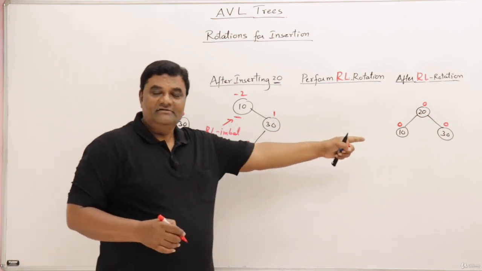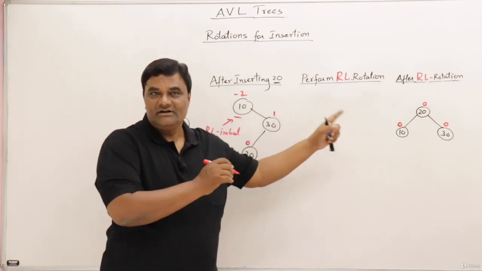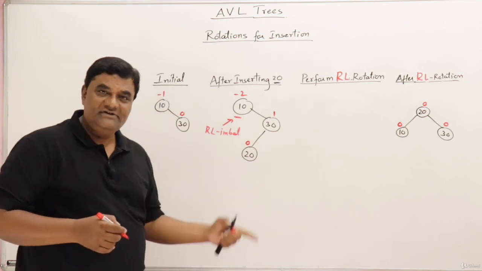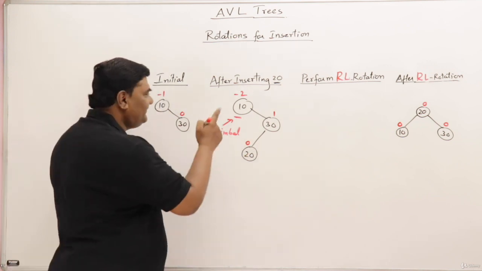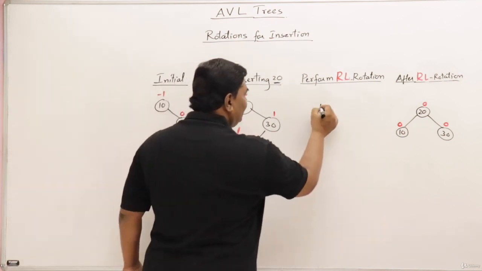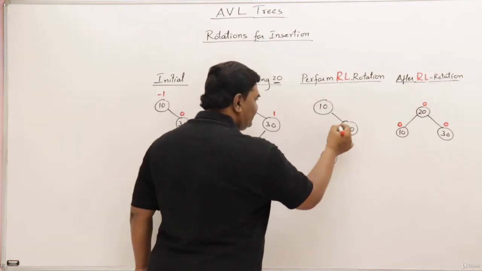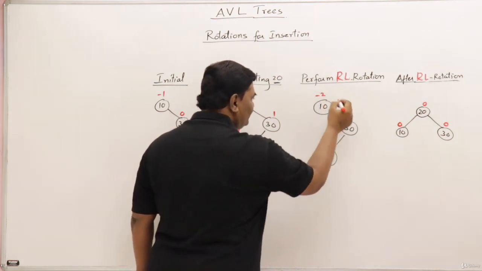In short, I wrote RL imbalance. And one more thing, we get that result only, so that's why I did not remove it. We always get the same result for 3 nodes. Anyway, we have to perform rotation on this one. So I'll take the tree once again. Balance factors are 0, 1 and -2.